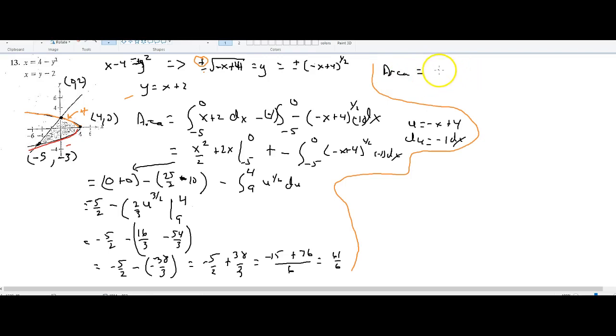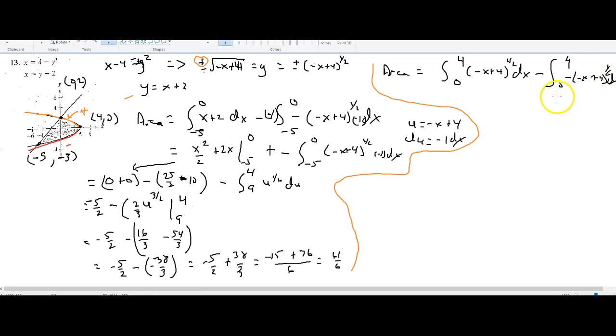So the area of the section on the right-hand side is going to be the integral from, now we're on the x-axis, so we're going to start at 0 and end at 4, of (-x + 4)^(1/2) dx, minus, parentheses, integral from 0 to 4 of negative, the negative being the bottom part of the graph. Now we're talking about the bottom part of that graph. (-x + 4)^(1/2) dx.